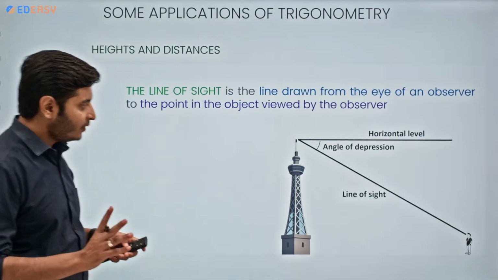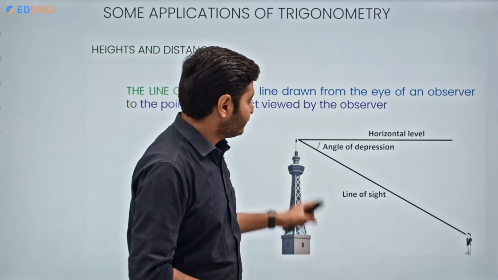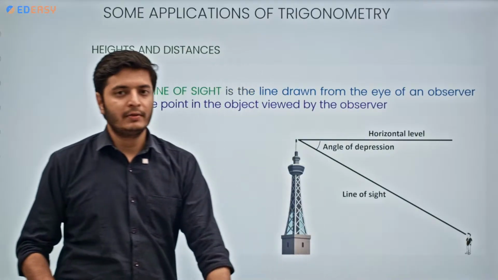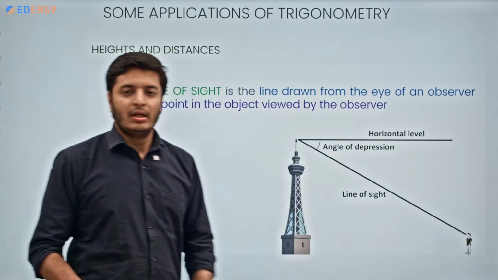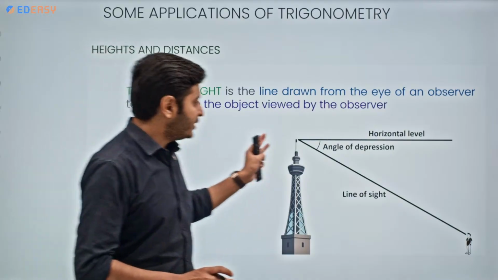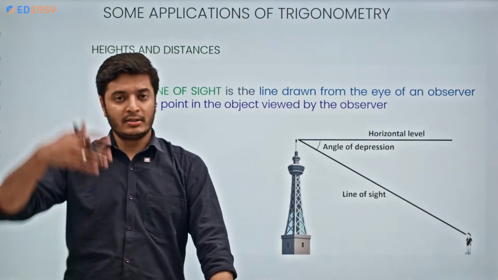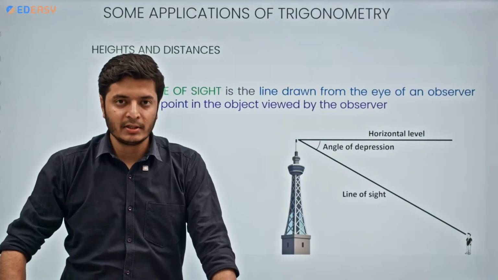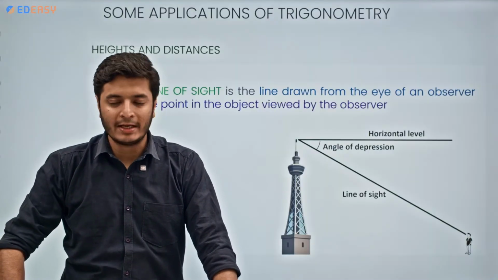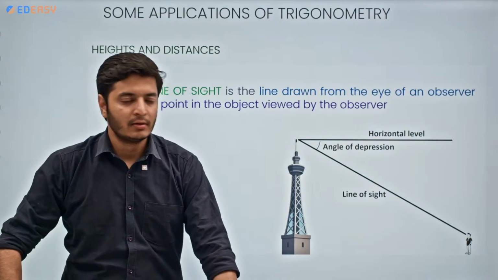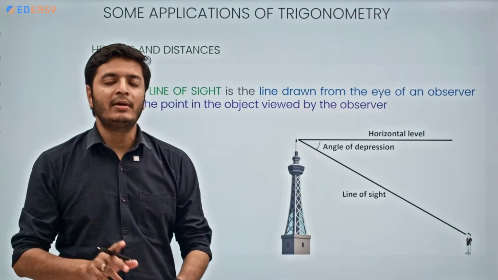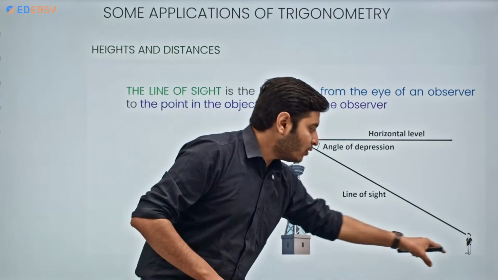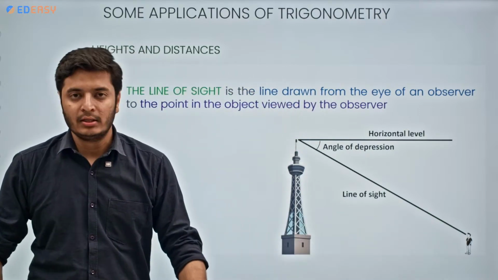Now, one more thing I need to tell you. This horizontal level will always be parallel to the ground level. In any problem, if it is given that the observer is at the top of something, the top of a building, the top of a tower, or anywhere, at a cliff or something, then the horizontal level of the observer can be different, but it will always be parallel to the ground level.